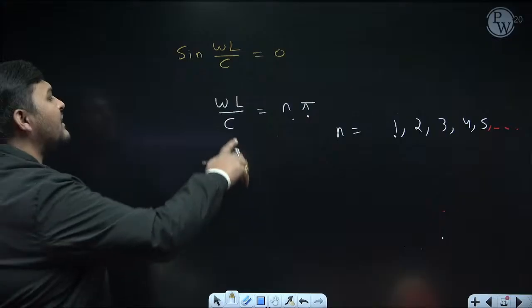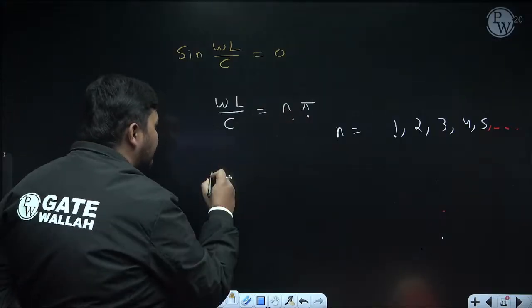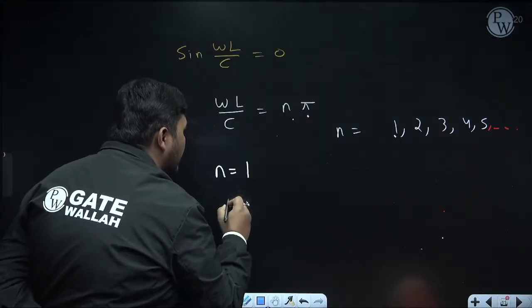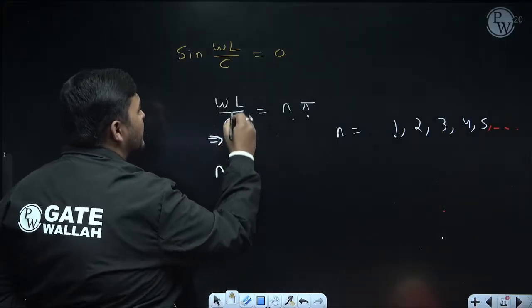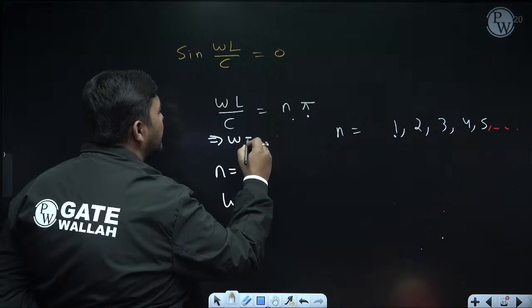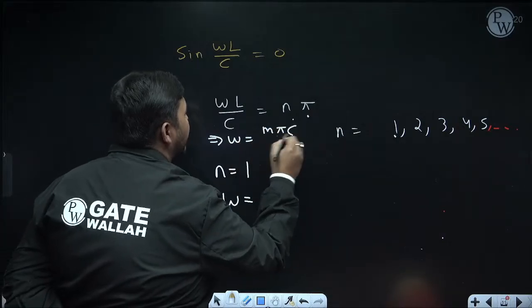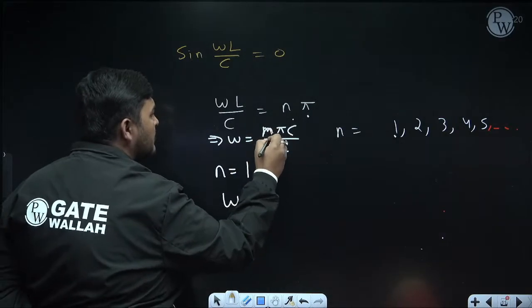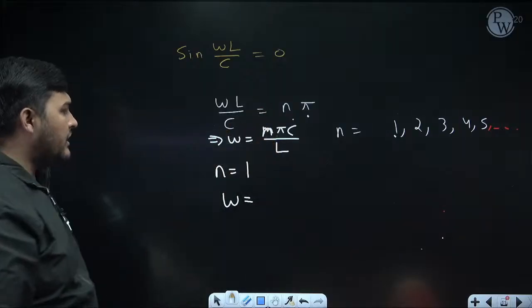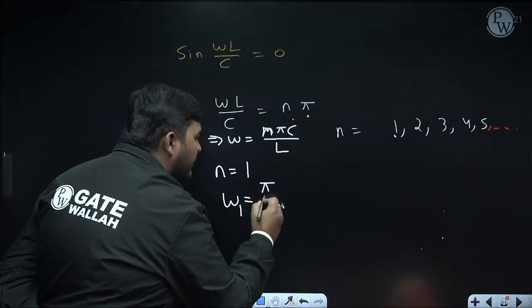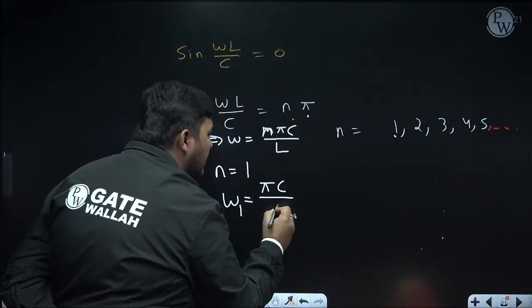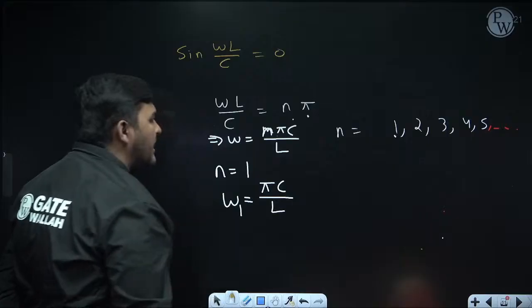Now here, if I calculate the first natural frequency, meaning by putting n equal to 1, omega will come. If you know the equation omega L by C is n pi, you can write the equation of omega also: n pi square root of C by L. But this you need not remember; after this, you can easily write it. Now, if I put n equal to 1, I will get the first non-zero frequency, which is omega 1, omega square root of C by L.